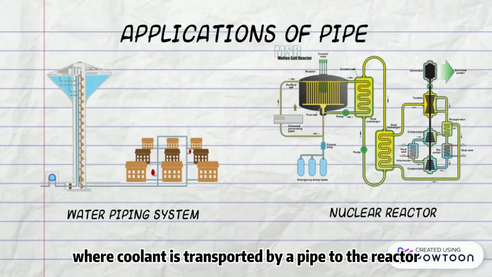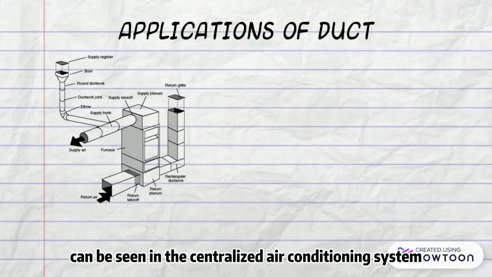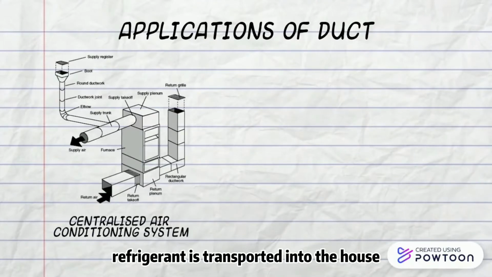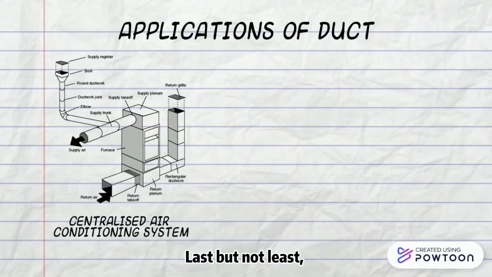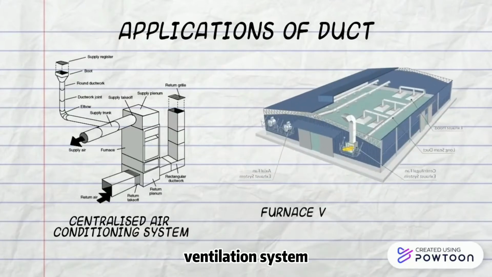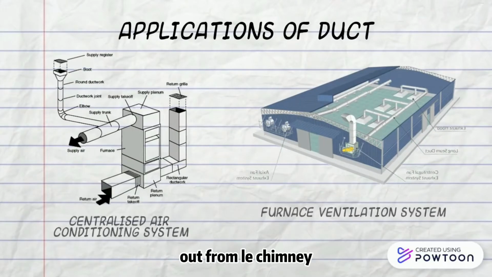On the other hand, the use of duct can be seen in the centralized air conditioning system, whereby cool refrigerant is transported into the house while the warmer air is transported to the outside. Last but not least, the application of duct can be seen in the furnace ventilation system, where duct is used to transport exhaust gases out from the chimney.